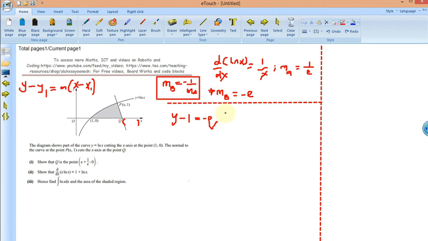Oh, sorry about that. Into x. Hope my stuff is not lagging already. Minus x1. My x1 is e. My y1 is 1. So minus e. So I'm going to open up now.